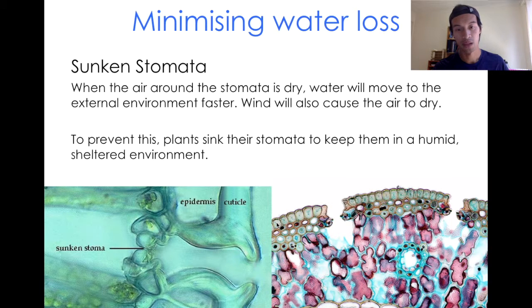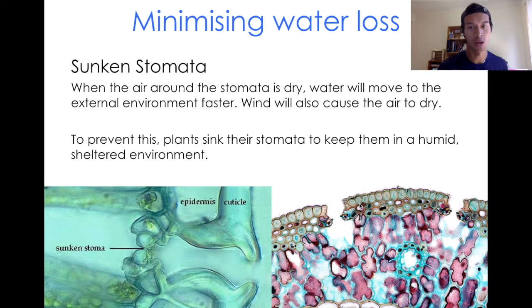You can see there, here is the epidermal layer of the leaf, right? Here is the stoma, right? However, you can see that rather than just being exposed like it normally would, there's a gap and there's a sunken level of exposure within the leaf. And what that does is that sunken level creates a micro environment that is humid.